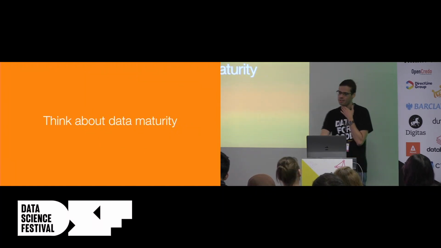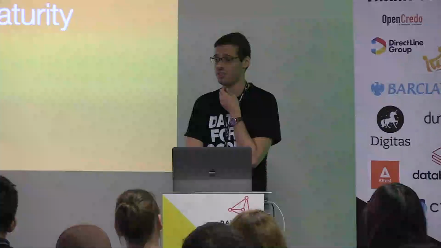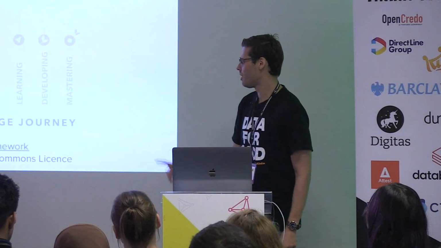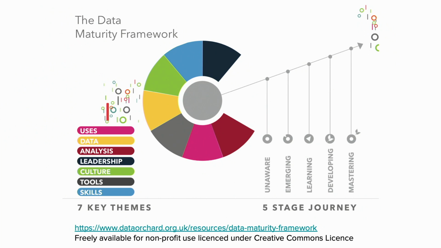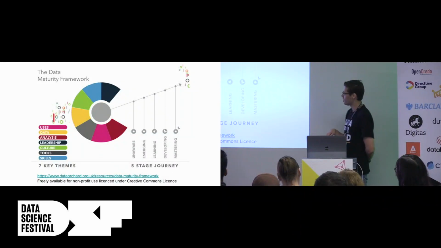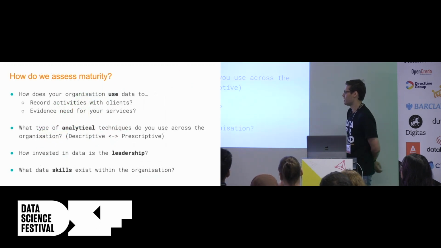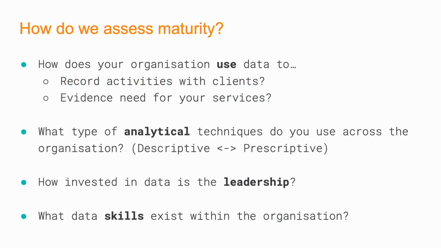We usually think a lot about data maturity in the scoping committee, like what is the maturity of the organizations that we're engaging with, because this is going to limit the type of support that we can give. This is going to limit how far we can go. And we use this data maturity framework. If you haven't checked that out, it's a great framework developed by DataKind together with Data Orchard. It's essentially a 7-theme, 5-level framework where we assess a charity's maturity in terms of different competencies, like uses, data analysis, leadership, culture, tools and skills, and where they are in terms of data maturity.